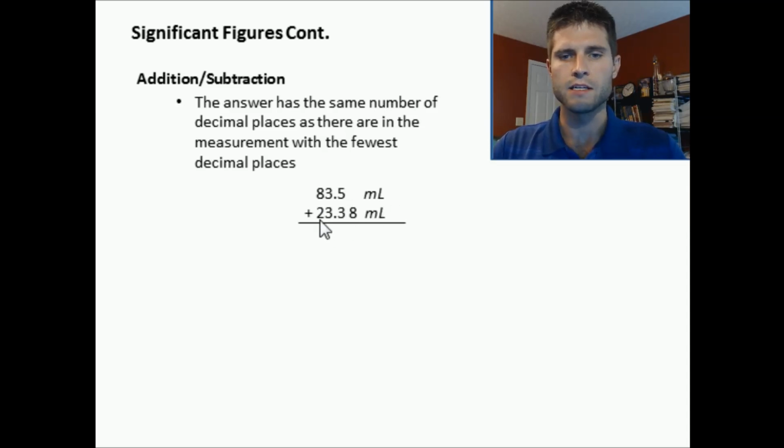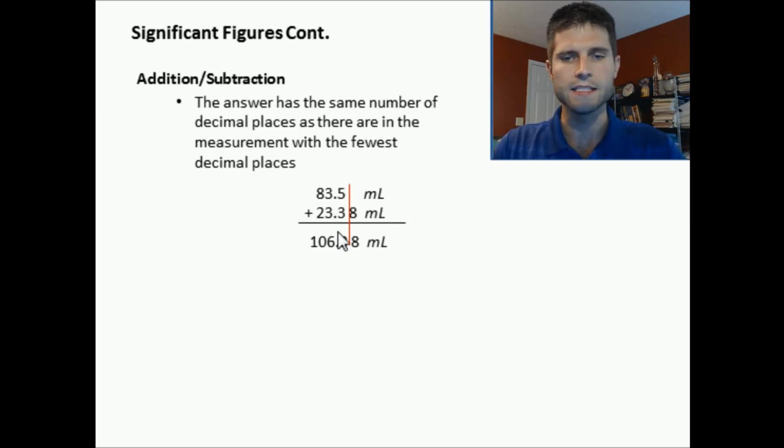83.5 milliliters and 23.38 milliliters. This 83.5 has 3 significant figures, but we're adding, so we don't really care. I'm just explaining a little bit more. The 23.38 has 4 significant figures, but we don't really care. What we are concerned with is this 83.5 has 1 decimal point, and this 23.38 has 2 decimal points. So when we add these 2 numbers together, our final answer can only have the least number of decimal points, which comes from this. There's only one decimal point here. Our final value has to have one decimal point. So if we add these, we get a number of 106.88 milliliters.